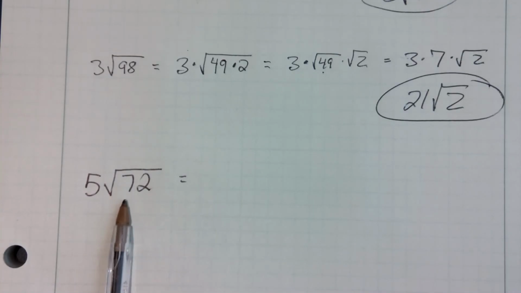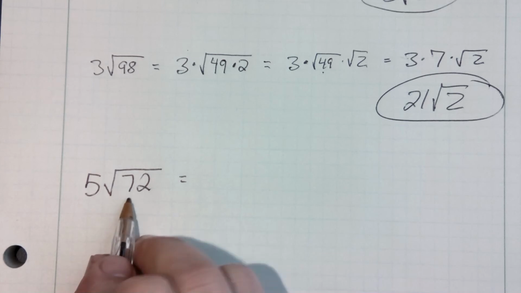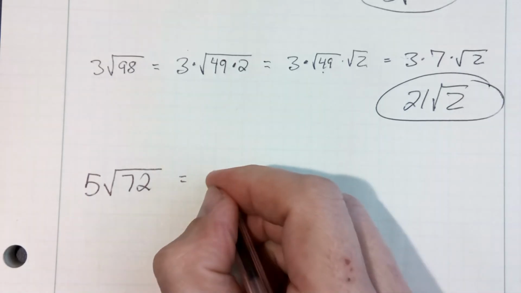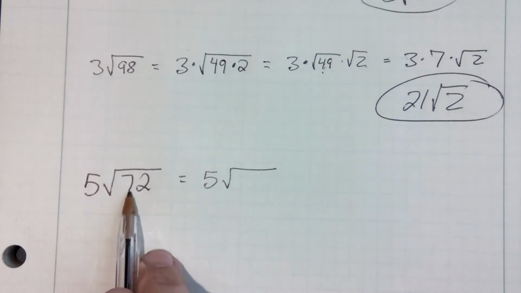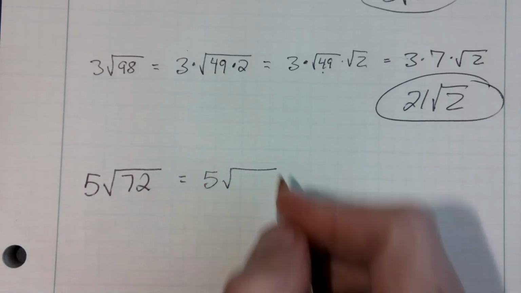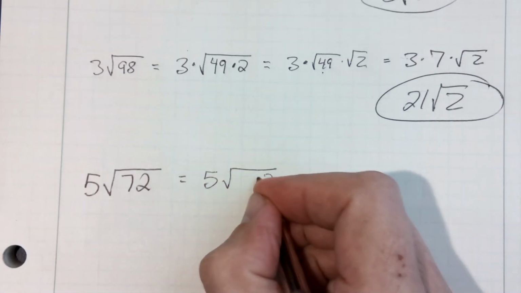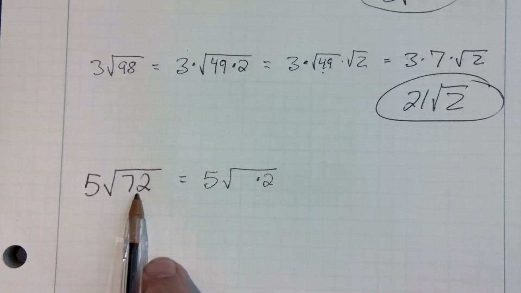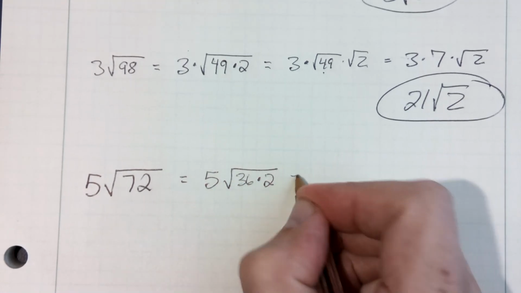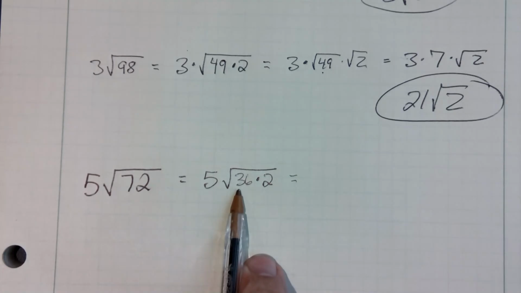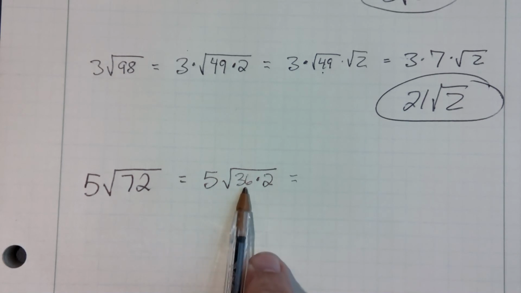So the first thing I'm going to do is I'm going to start to break that 72 down. I'm going to leave the 5 alone out front, and 72 is even. So I'm going to break it down to a 2 times and then take my calculator, whatever you need to do to divide 72 by 2, and I get 36.